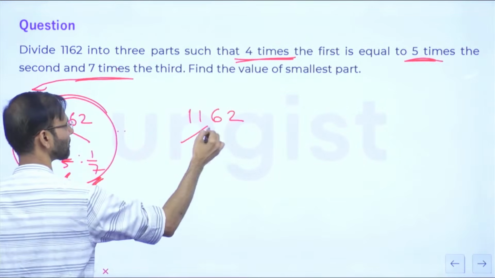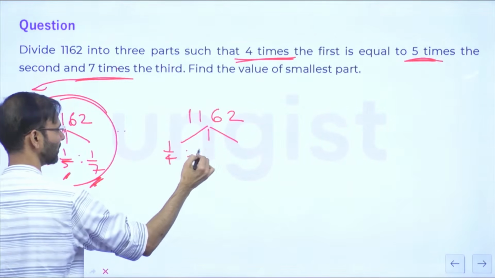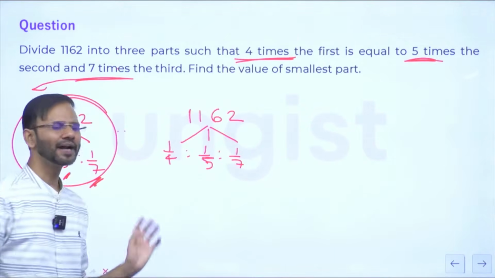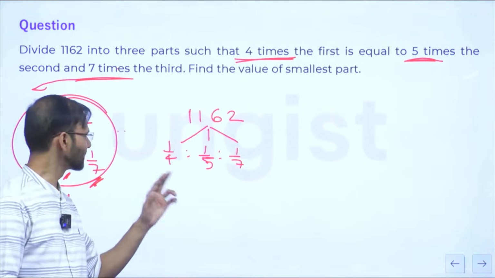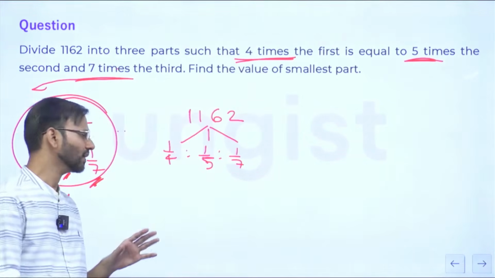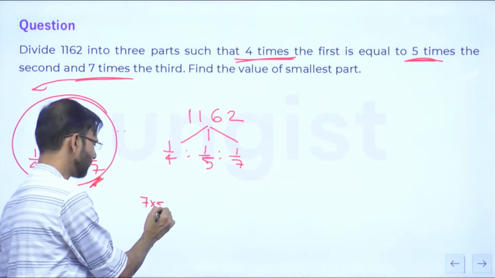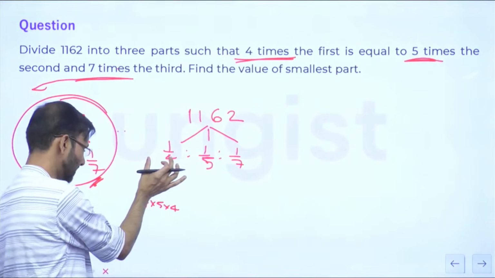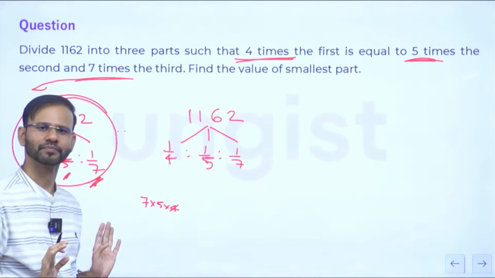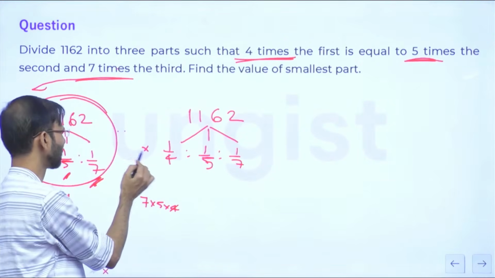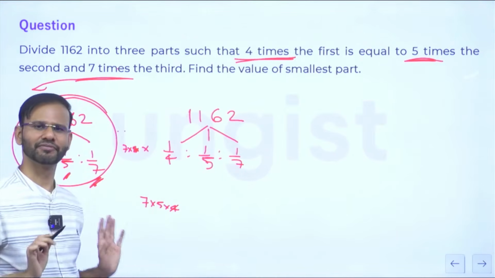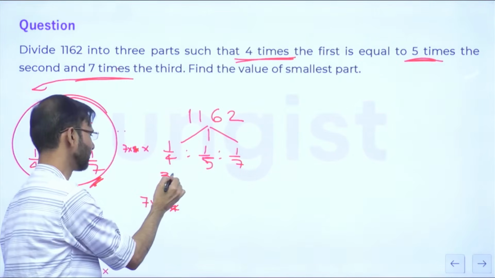1162, 1 by 4 is to 1 by 5 is to 1 by 7. See, all of you, I don't want to find the LCM, I just want to multiply them together. So 7 into 5 into 4. If you multiply this number here, obviously 4 will be cancelled and 7 into 5 is left. So this will be 35.